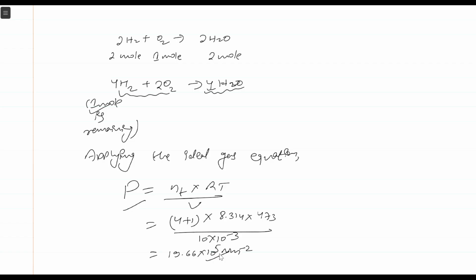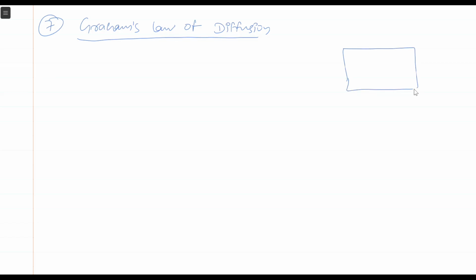Now let's move forward to talk about Graham's law of diffusion, law number 7. Do you know the meaning of diffusion? Well, if we consider a vessel in which there are two different chambers, and there is a hole between the chambers that will allow the gases to travel from one side A to another side B.